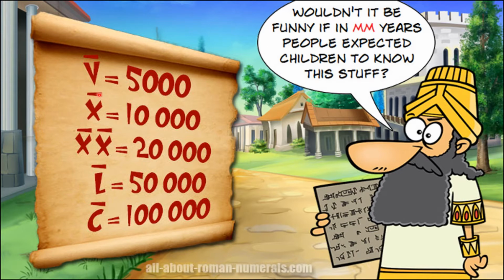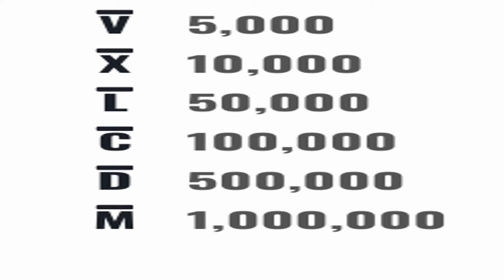Similarly, X bar. The value of X equals 10, and because of this bar, the value will be 10 multiplied by 1000, 10,000. Here XX means 20, and if we use bar above XX, then it is 20 multiplied by 1000, 20,000. So this specific rule of bar says that the value of a Roman symbol is multiplied by 1000 if we use a bar above that symbol.